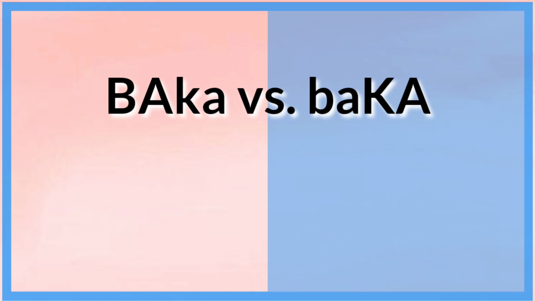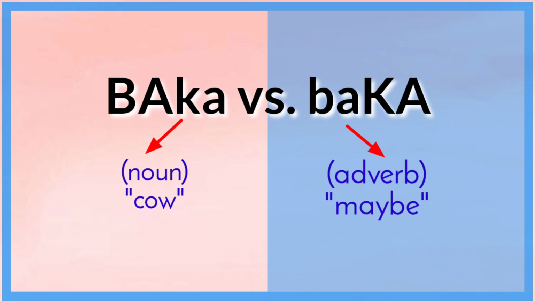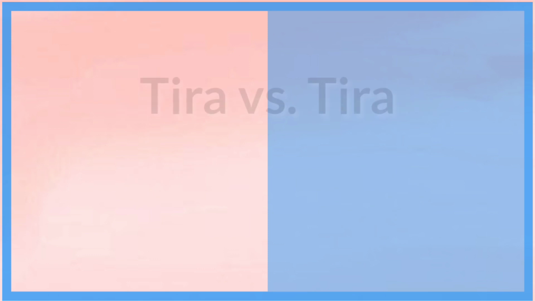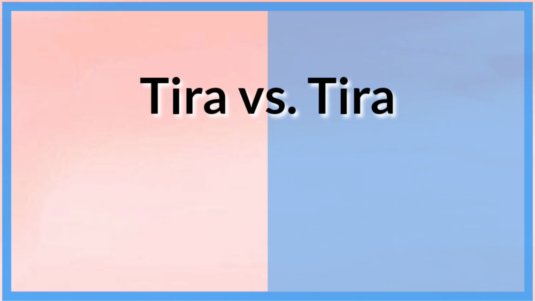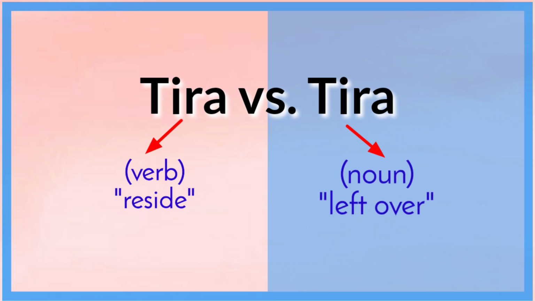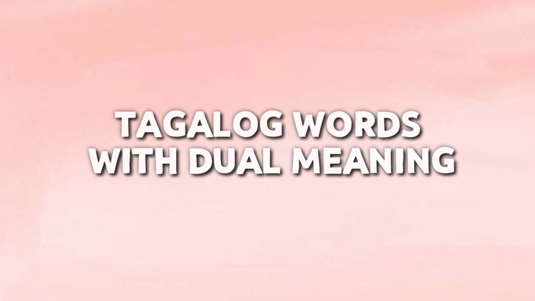Baka versus baka. Baka is a noun, an animal called cow, while baka is an adverb, means maybe. Tira versus tira. Tira is a verb, means reside, while tira can also be a noun, which means leftover. And those are some of those Filipino words with dual meaning.